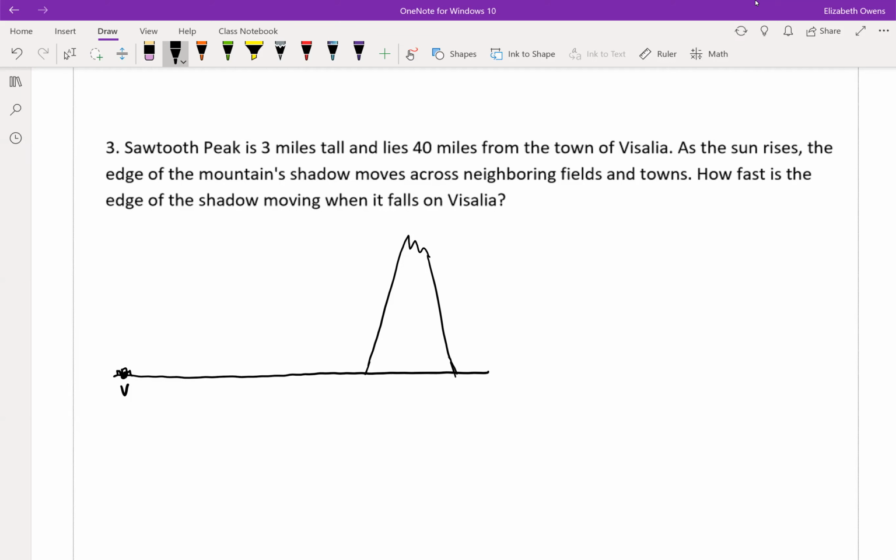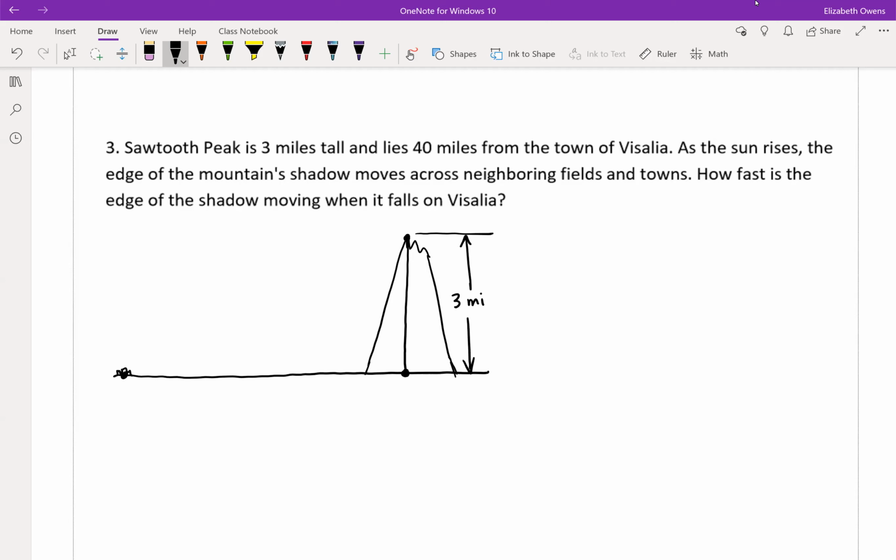Now we would like to label what we can with variables or constants. So since the town is not moving, let me actually erase that V there. Also, the mountain we can assume is not changing height. To some degree, perhaps it is a little bit due to erosion and things, but on the scale that we're looking at, we can assume that 3 miles tall is pretty darn constant.